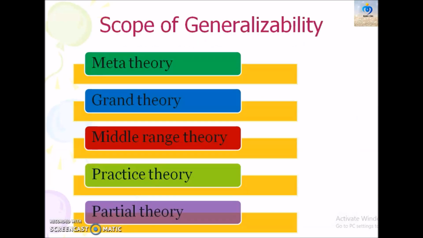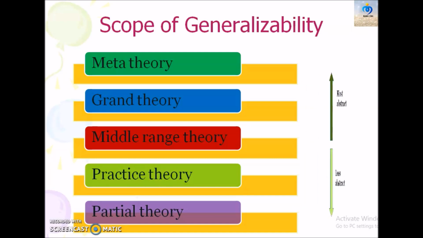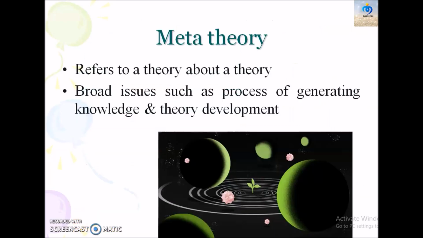So coming to the first classification, it is based on the scope of generalizability. Theories are classified into meta theory, grand theory, middle range theory, practice theory and partial theory. In that, meta theory is the most abstract and the partial theory is less abstract. And we move to each one in detail.